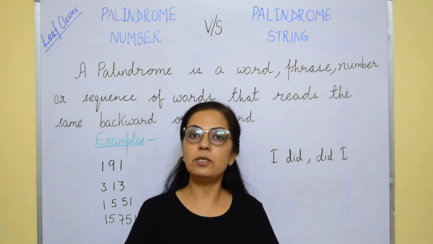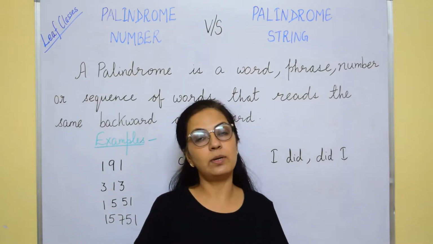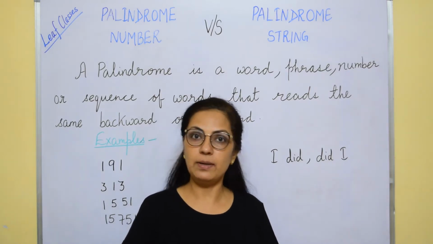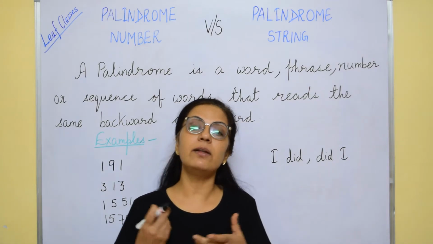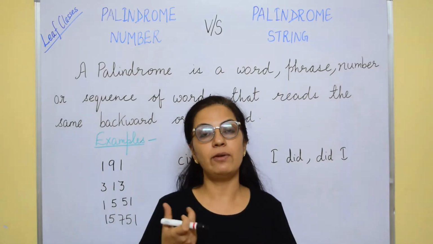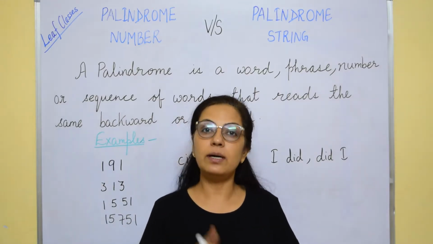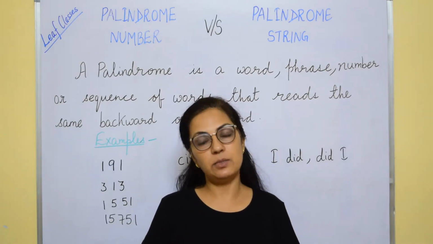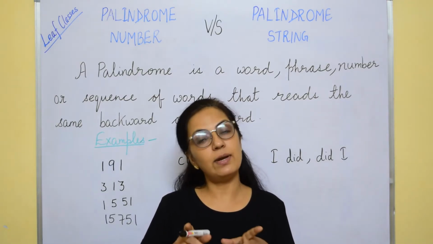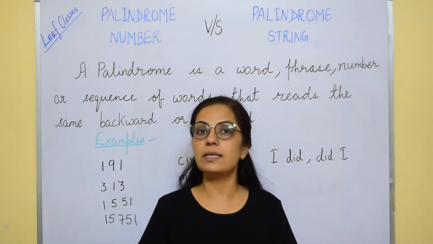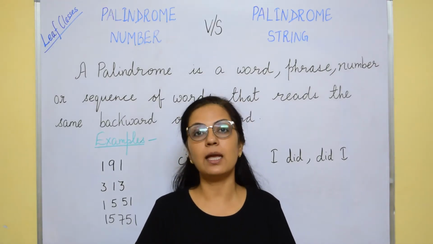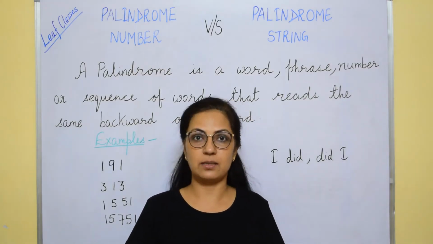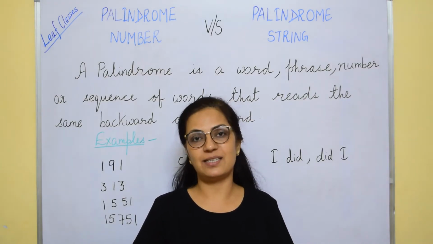So today we'll be writing the program for palindrome word and palindrome number. We'll see what is the difference in writing the program when we are checking whether a string is a palindrome and a number is a palindrome. There is a difference in the logic, and obviously the statements are different for checking palindrome numbers as well as palindrome strings. So let's start.